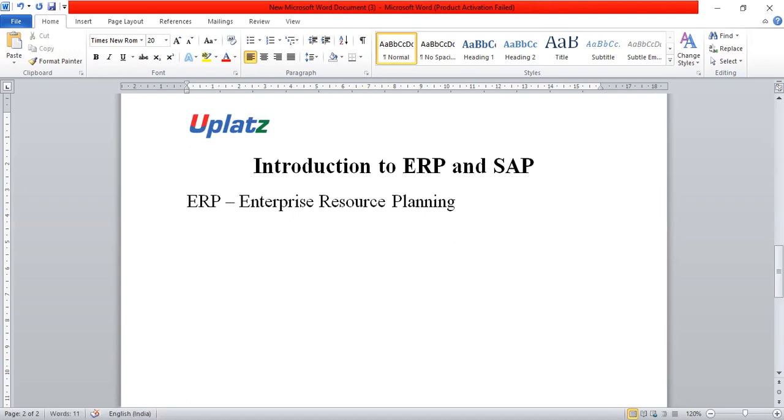Now there is one company. That company name is SAP SE. This company creates this ERP software. The SAP SE company has its head office in Germany. This company will create this enterprise resource planning software. So this is called company.